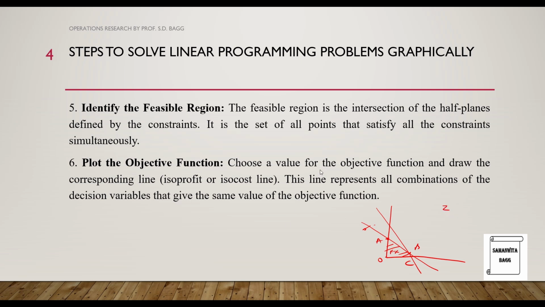Plot the objective function. Choose a value for the objective function and draw the corresponding line, the isoprofit or isocost line. This line represents all combinations of the decision variables that give the same value of the objective function. Now once you have plotted these points, you can substitute in the equation of z and get the value of z. If you are solving for z maximum, you are going to choose the highest value and accordingly you will choose the values of x1 and x2. If you are trying to minimize the cost, you will choose the minimum value and you will accordingly choose the values of x1 and x2, which are the values of the decision variables.